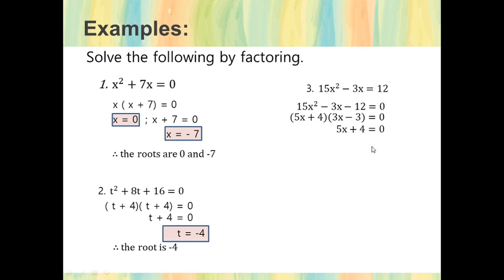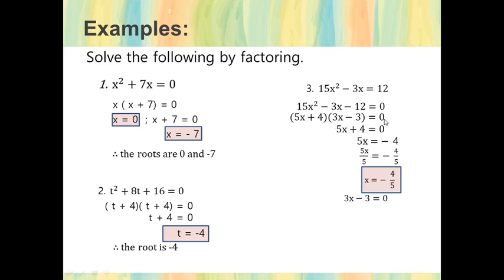So we have 5x plus 4 is equal to 0. Transpose positive 4 to the other side. So we have 5x is equal to negative 4. Then divide both sides by 5. So therefore, x is equal to negative 4/5.